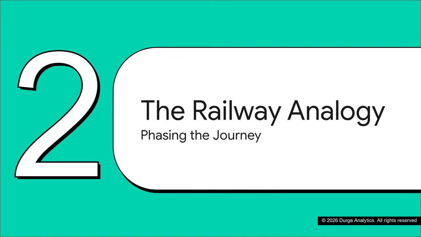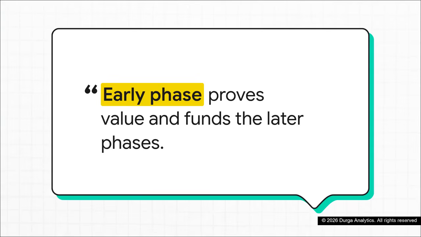Moving right along to Section 2, phasing, and my absolute favorite concept, the railway analogy. Executives do not want to fund a massive, endless black hole of governance. They want to fund business value. So think of your governance program exactly like building a transcontinental railway. You absolutely don't try to lay all the tracks at once. First you survey, then you lay one profitable line, say connecting a coal mine to a steel mill. You run it, you build trust, and you use that revenue to extend the network. A data governance program runs the exact same way.